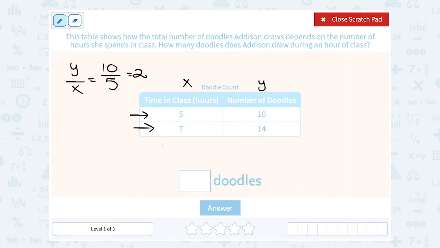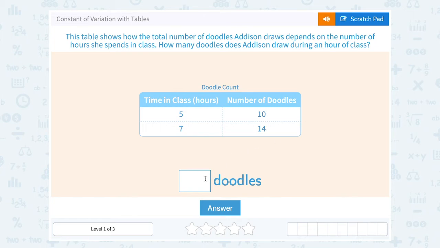Now, notice it shouldn't matter if I picked the other point. If I wanted to use the point (7, 14), I would say, okay, well the y value is 14 divided by the x value of 7. And notice it gives me the exact same answer. 14 divided by 7 is also 2. And this should always be the case if you have a constant rate. So every hour of class, she draws 2 doodles.